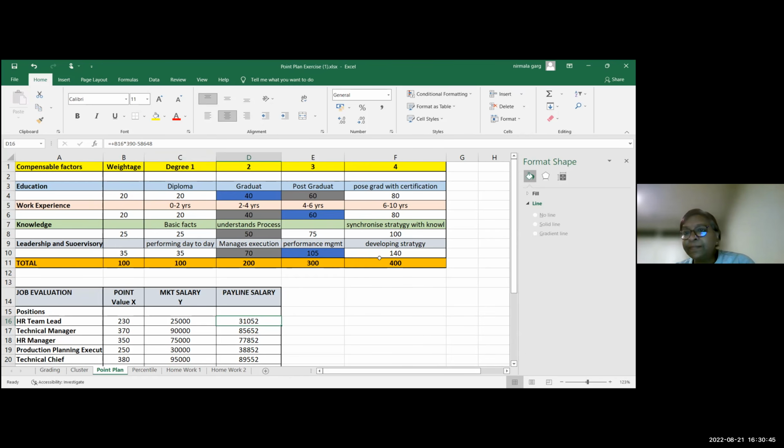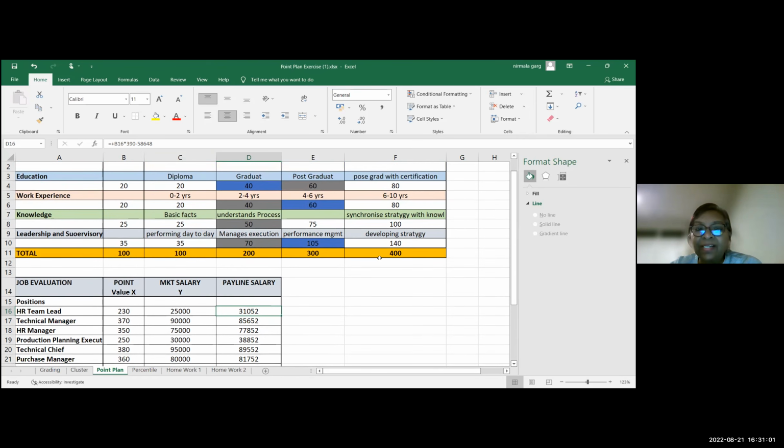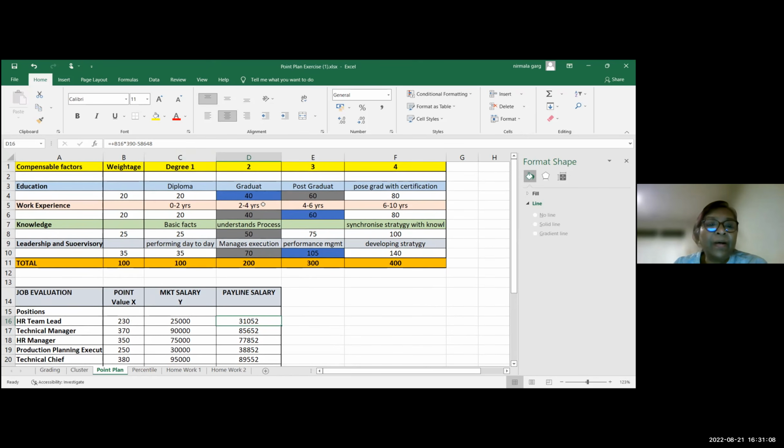This is very clear? Now what will you do? Because you have to do this exercise and I'm giving you a shortcut. Take every job, just as you have taken 10 jobs. Say I have a job description for the HR team leader or whatever. Then I'll say, all right, this education requires a graduate degree. How many points will I give then?